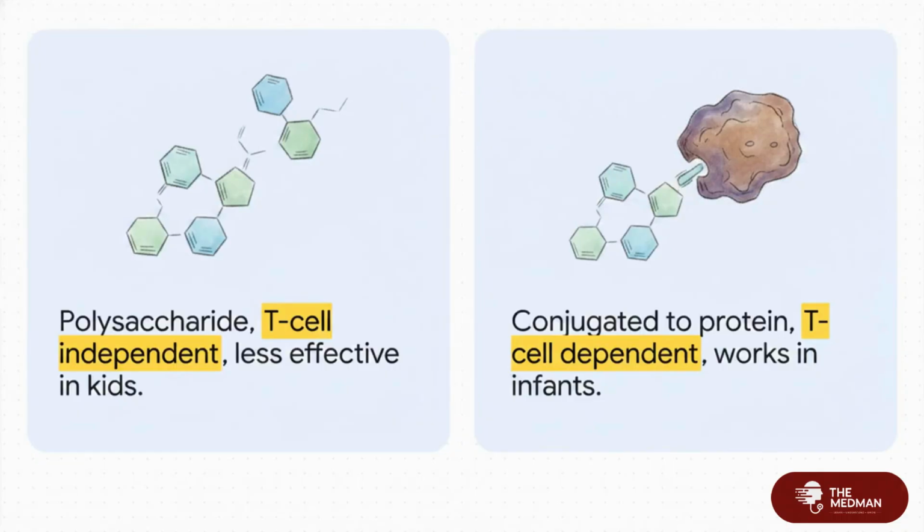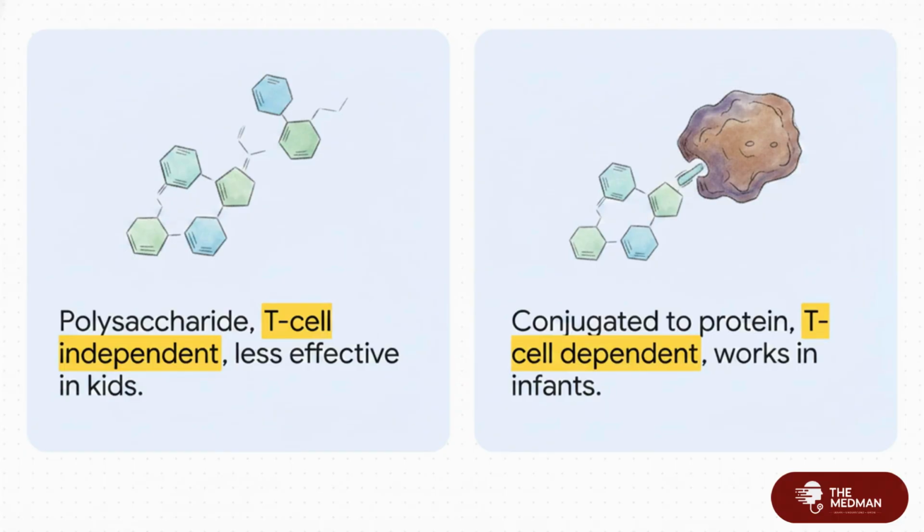Of course, the best offense is a good defense, and that is where our vaccines come in. We target the capsule, but we have 2 totally different ways of doing it. The PPSV23 vaccine just takes purified capsular polysaccharides from 23 different strains. This creates a T-cell independent immune response. It's decent for adults, but it's pretty much useless in kids under 2 because their immune systems just aren't mature enough to handle it.